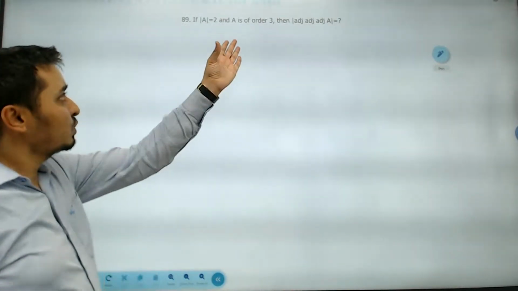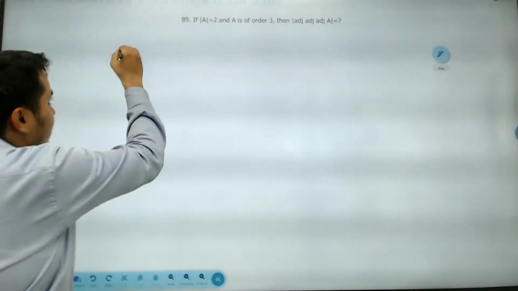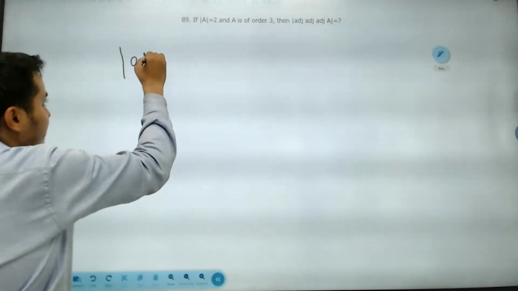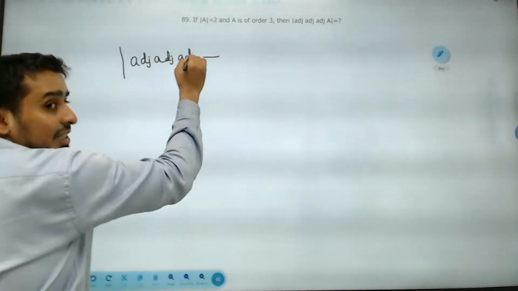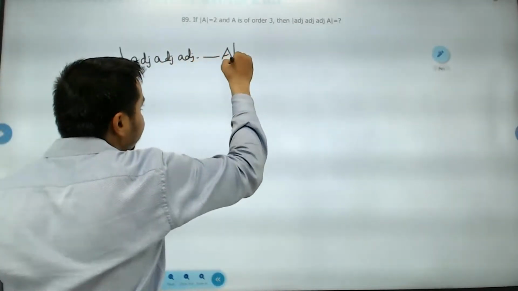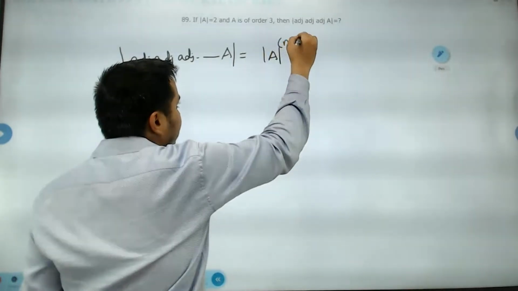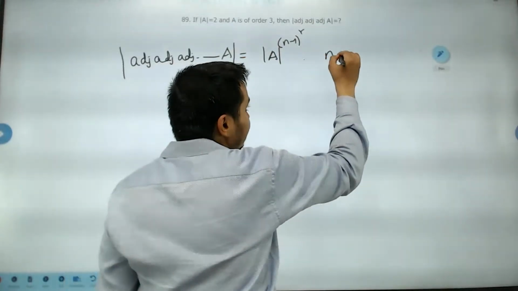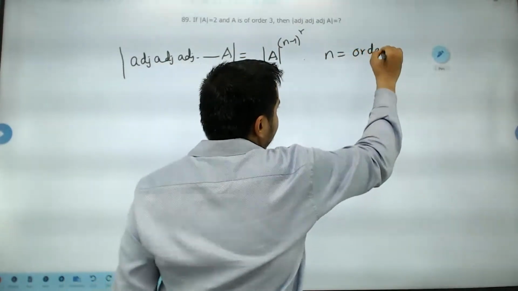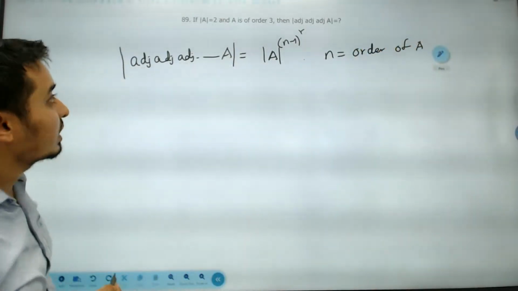If det A is 2 and A is of order 3, then what is the determinant of adjoint of adjoint of adjoint of A? Like we had discussed in one earlier question, the determinant of adjoint repeated r times on A would be det A raised to n minus 1, whole raised to r, where n is the order of A. Here it is given that A is of order 3, so n is 3.